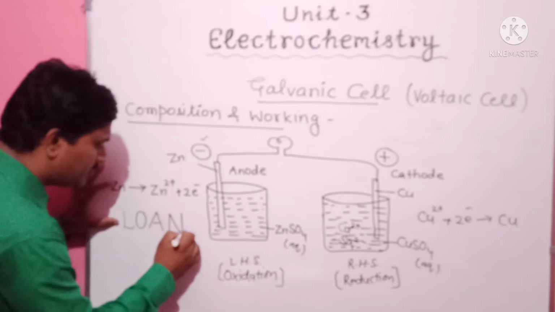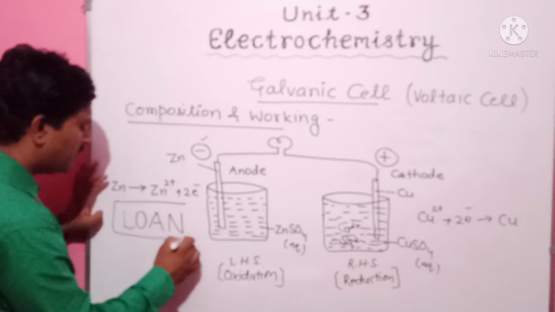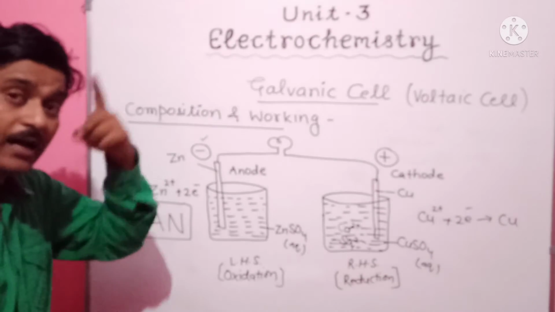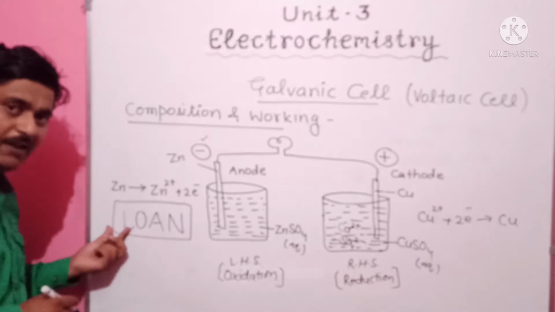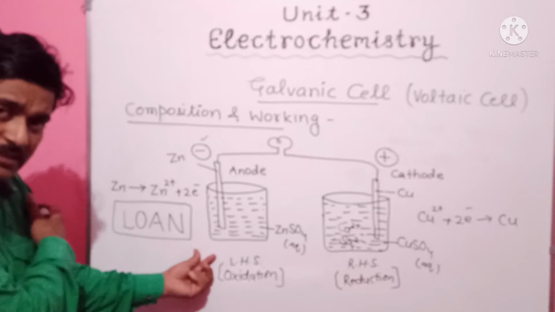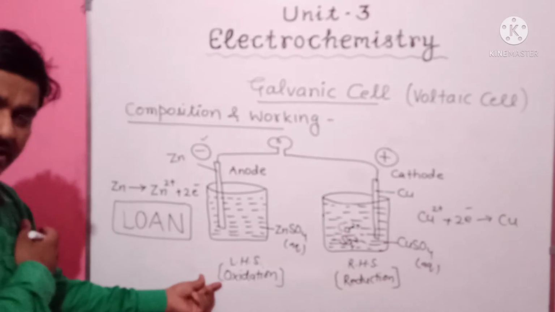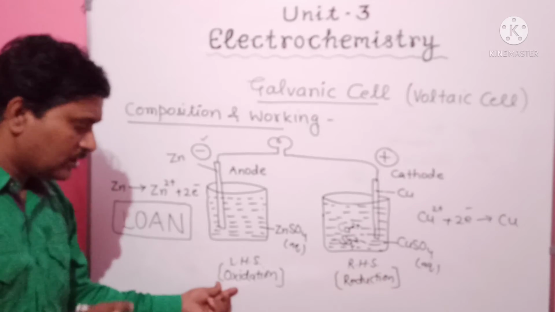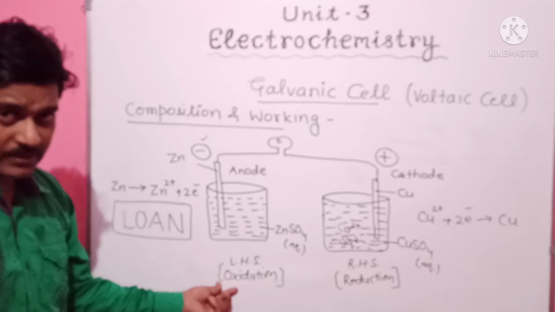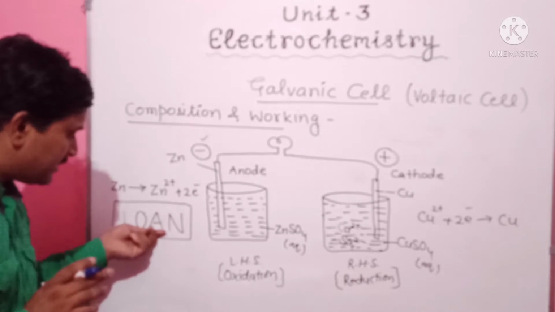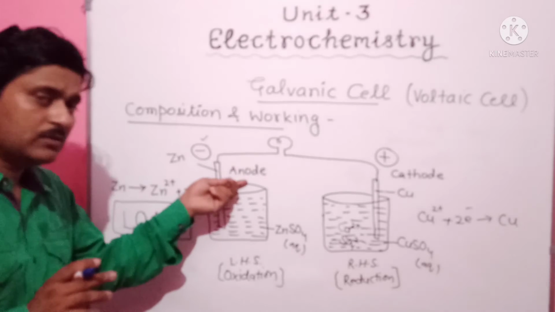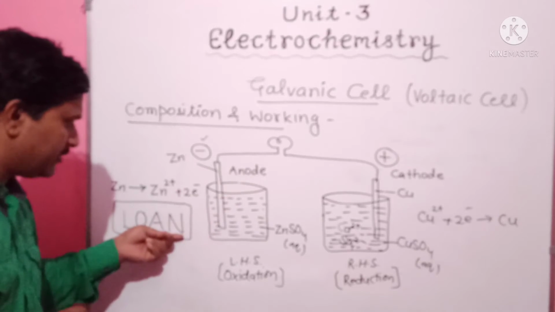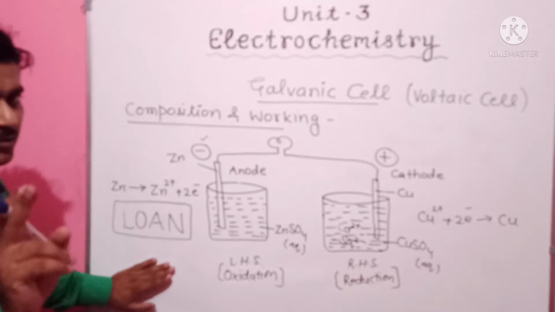So LOAN. If we learn about the galvanic cell, we have to keep always in mind LOAN. L for left hand side, O for oxidation. The electrode which is taken as left hand side will always be oxidized, or oxidation will occur there. And what is the name of that electrode? That is the anode. What will be the charge on that electrode? That is negative charge. So LOAN should be kept in your mind always.